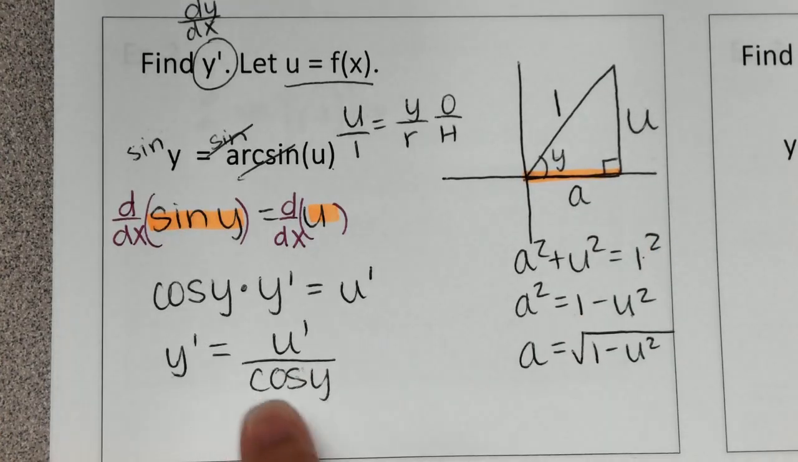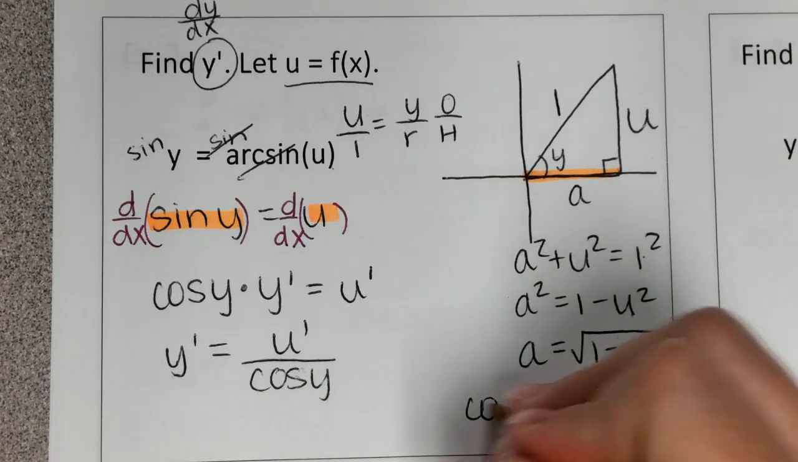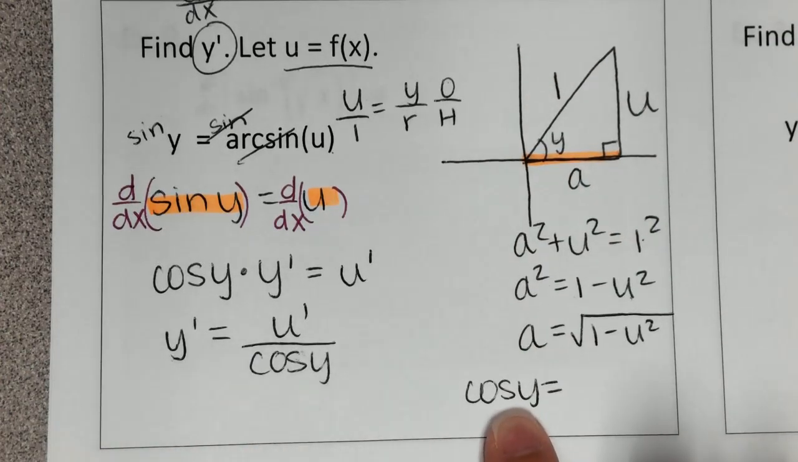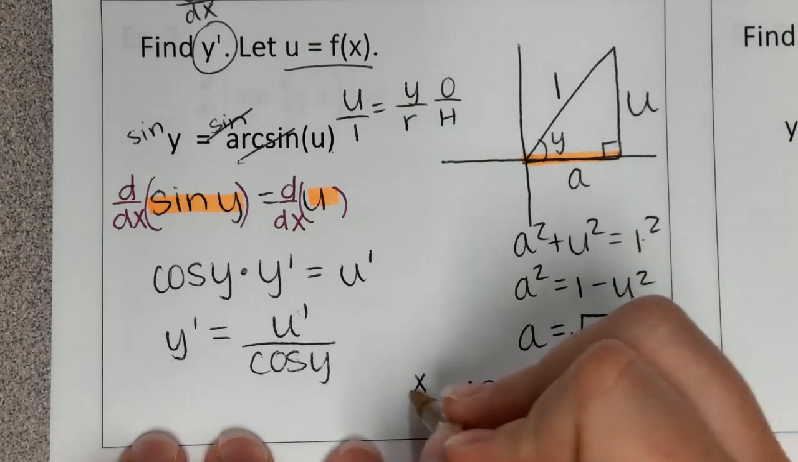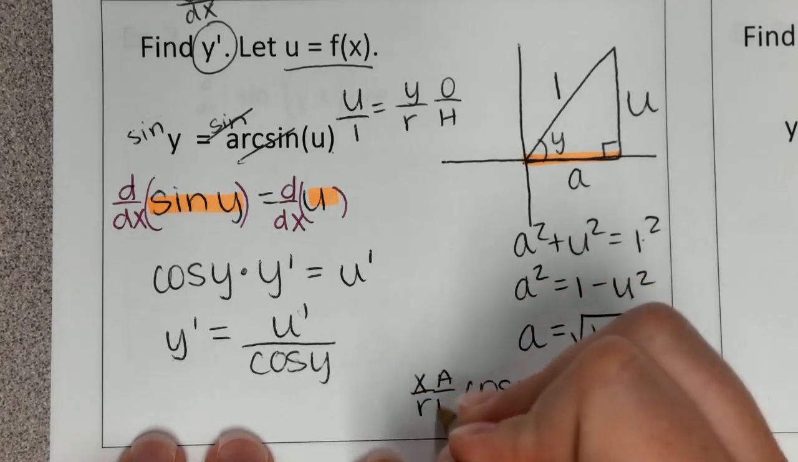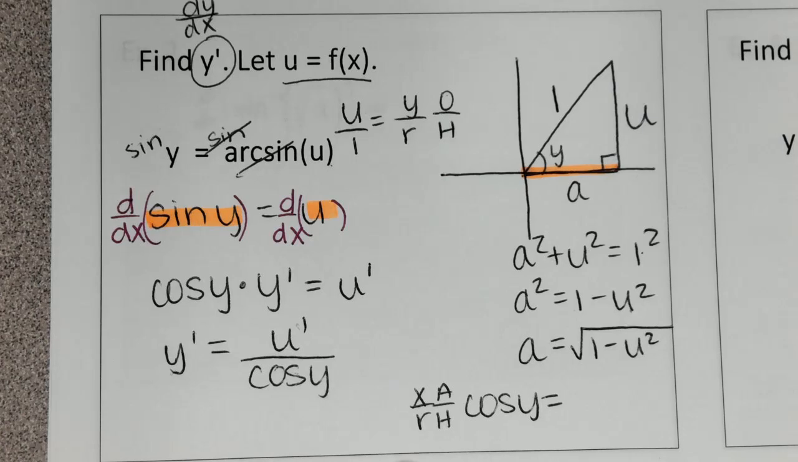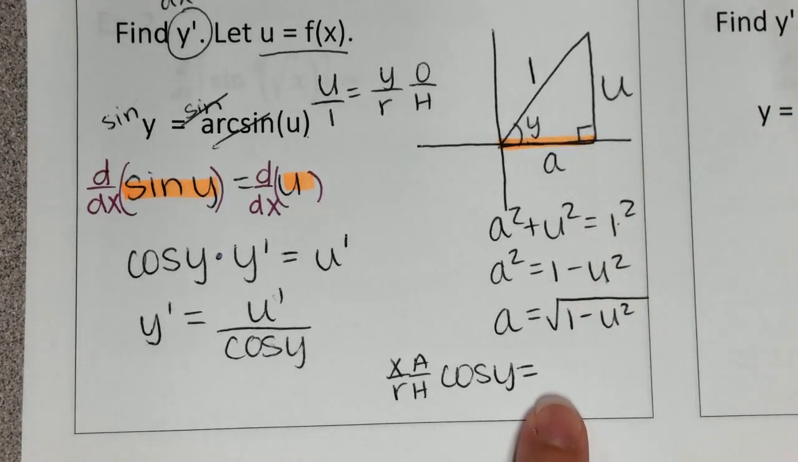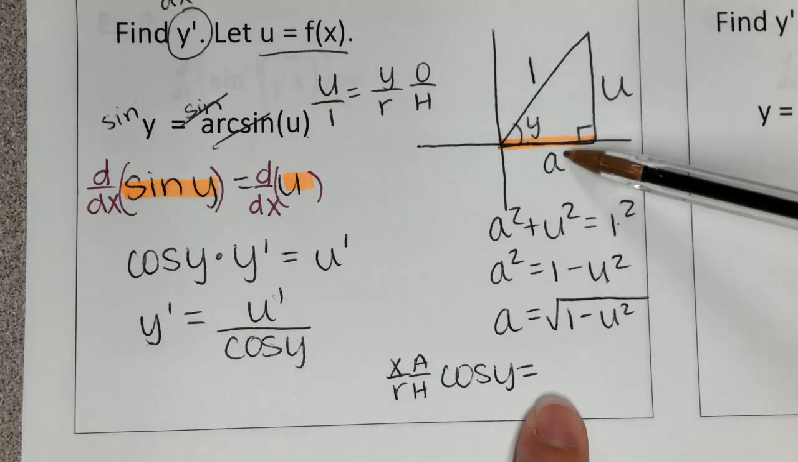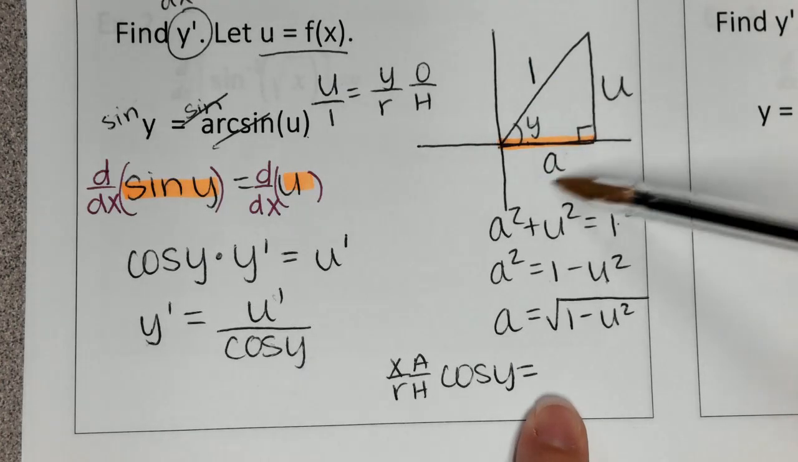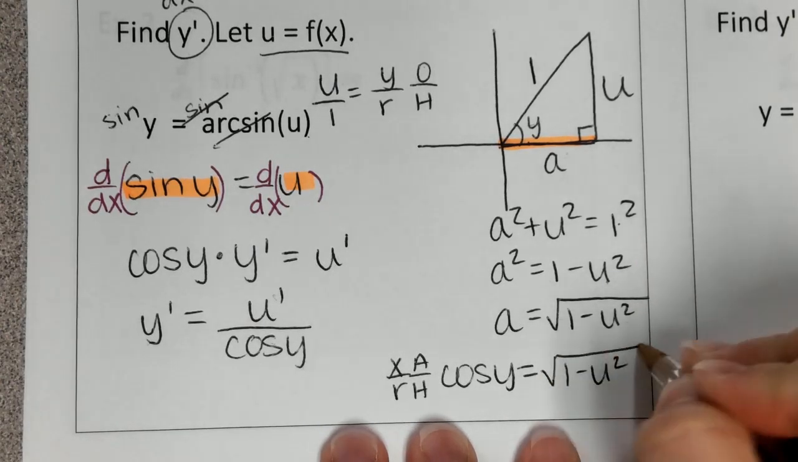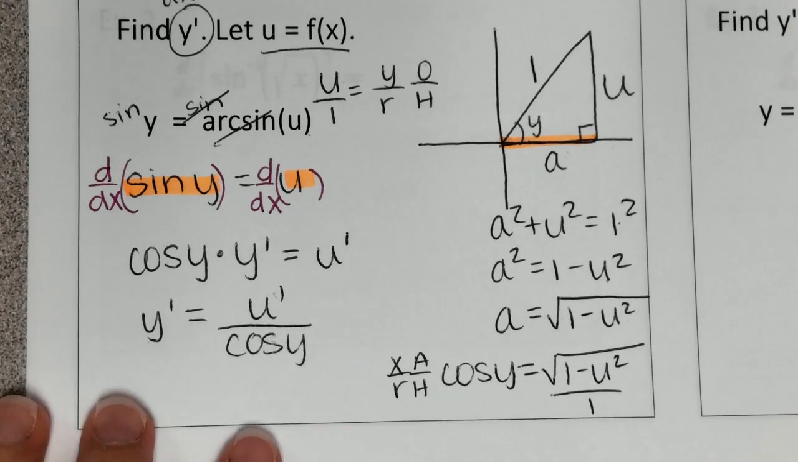I'm trying to figure out the cosine of y. What is the cosine of y? Well, now I know all the sides of this triangle, so what's the trig ratio for cosine? X over r, or you can think adjacent over hypotenuse, whichever one you want. So from this picture, what's the cosine of this angle y? It's going to be a, which is the square root of 1 minus u squared, over the hypotenuse, which is 1.